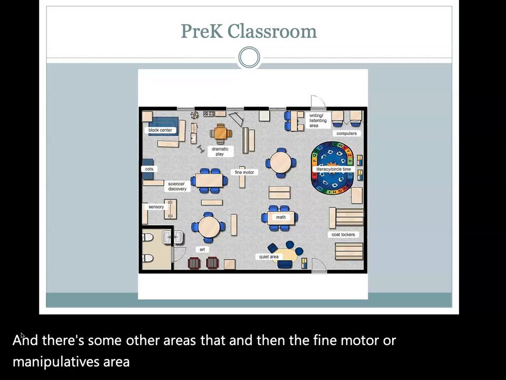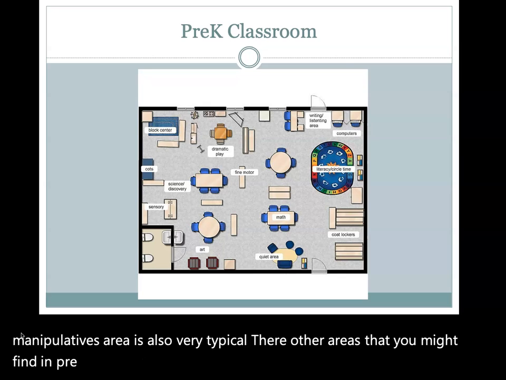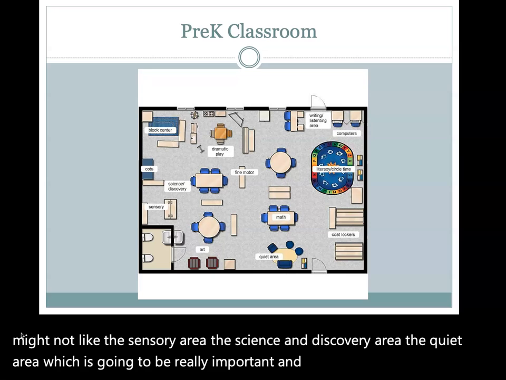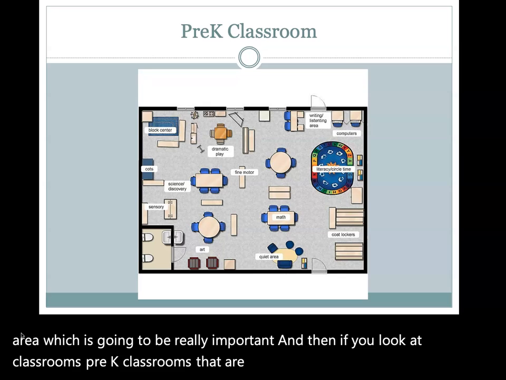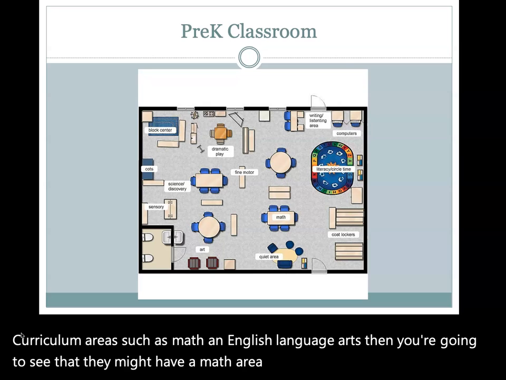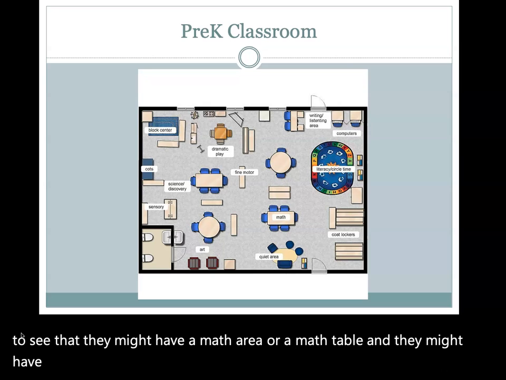There are other areas that you might find in a pre-K classroom if the classroom is big enough to hold them, or might not, like the sensory area, the science and discovery area, the quiet area, which is going to be really important. And if you look at pre-K classrooms that are more focused on curriculum areas such as math and English language arts, then you might see a math area or a math table, and a writing and listening or reading corner, right?